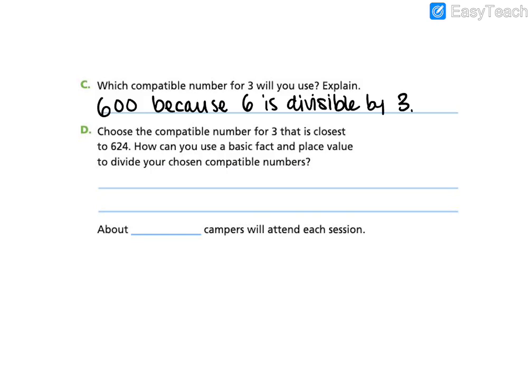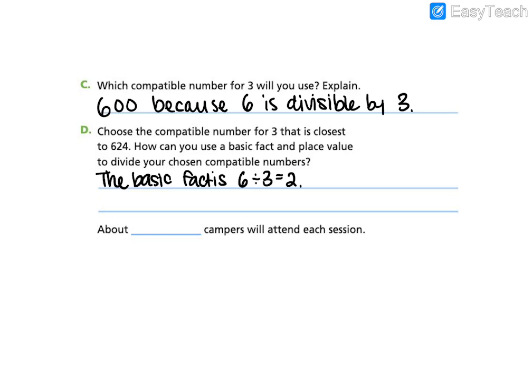All right, so choose the compatible number for 3 that is closest to 624. How can you use a basic fact and place value to divide your chosen compatible numbers? We've already chosen the compatible number, right? We chose 600. So what's our basic fact going to be? The basic fact is 6 divided by 3 equals 2.